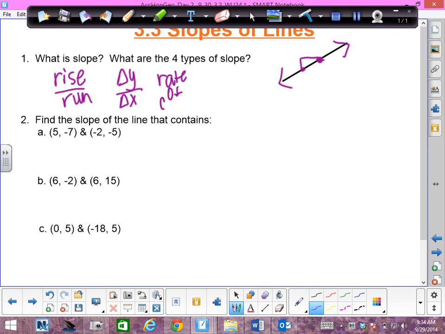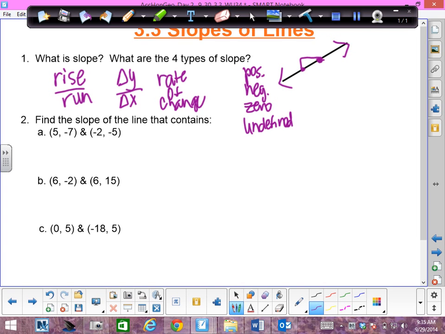When we're talking about application problems, we want to know what the rate of change is, and that's typically describing the slope. So there are 4 types of slope. Obviously we have positive, we have negative, and if I have a horizontal line, we know that the slope is 0. And if we have a vertical line, we know the slope is undefined. So those are the 4 types of slope. You should know why each of those would be positive, negative, 0, or undefined, so make sure you understand how you would get those.